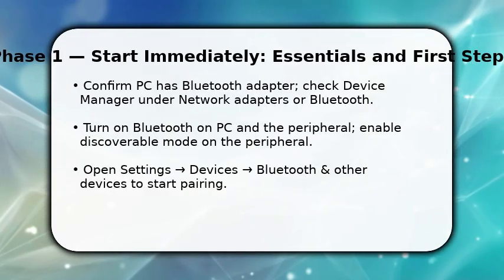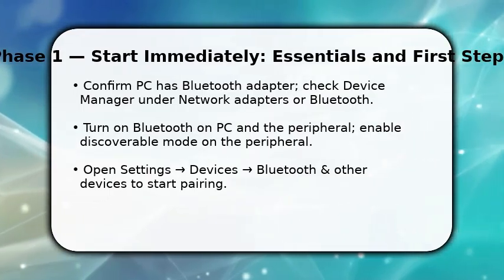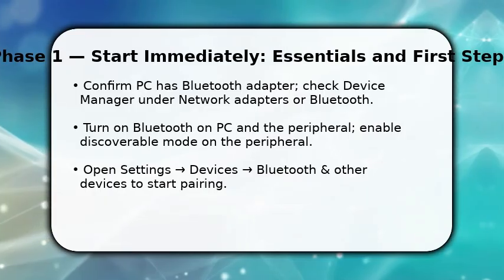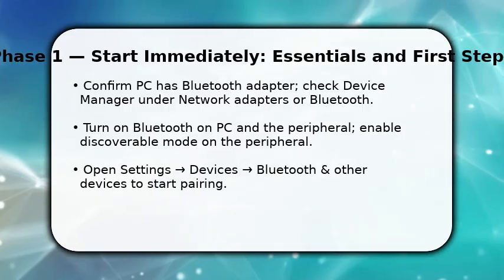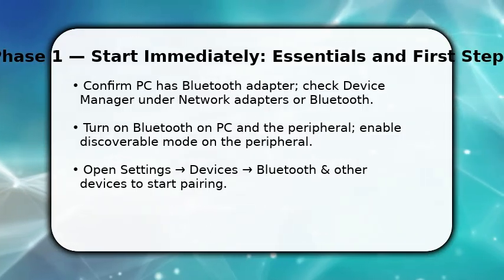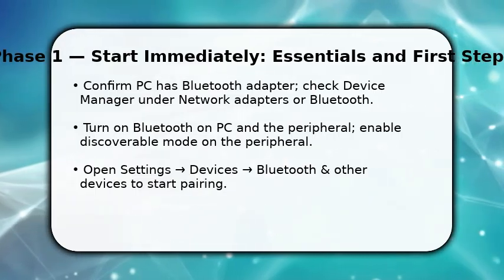You start by confirming the hardware and drivers. Your PC needs a Bluetooth adapter and an up-to-date driver so pairing works reliably. Once done, power the peripheral and set it to discoverable. That makes it visible. Then, on your PC, open Settings, choose Devices, then Bluetooth and other devices.